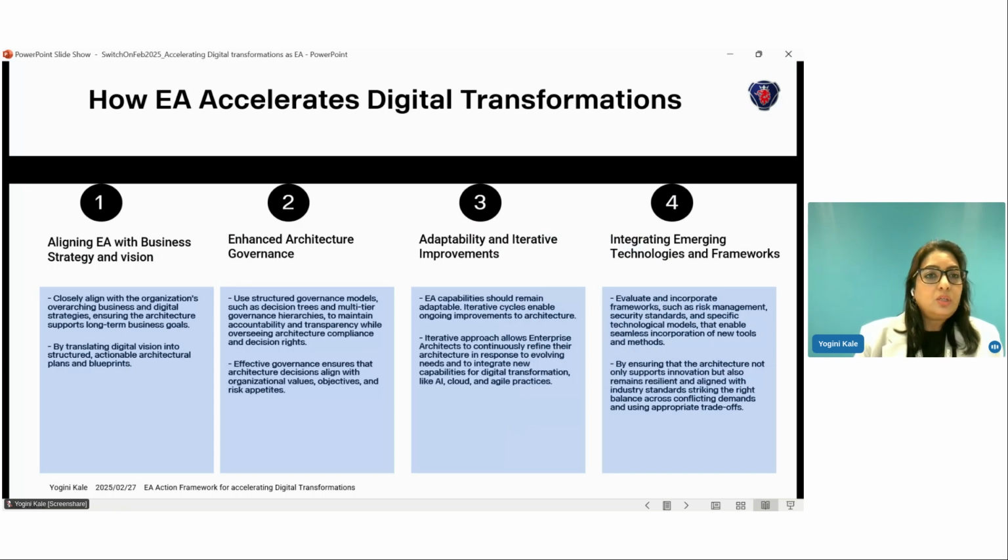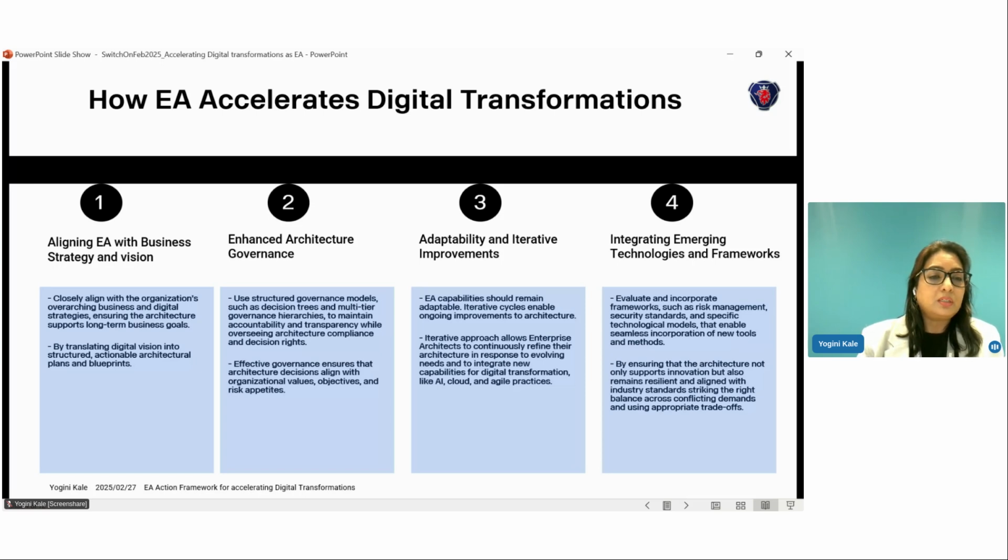So, looking into how enterprise architects can help accelerate the digital transformations in their organizations, there are some key areas where we can add value and make these digital transformations successful in your organization.